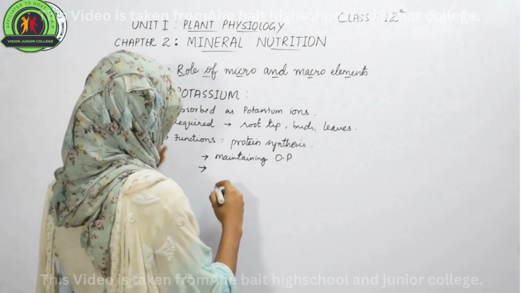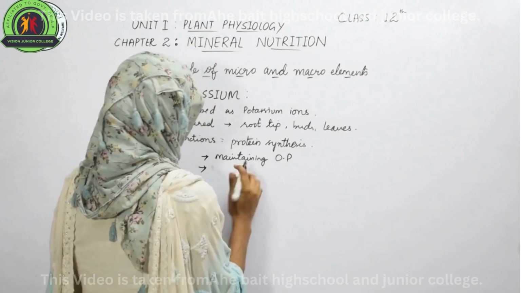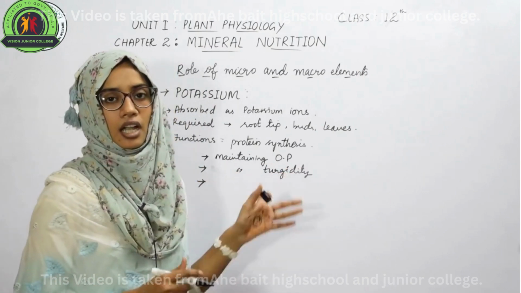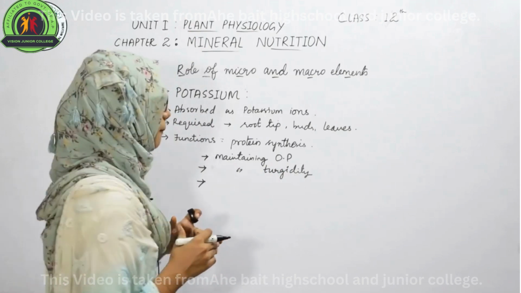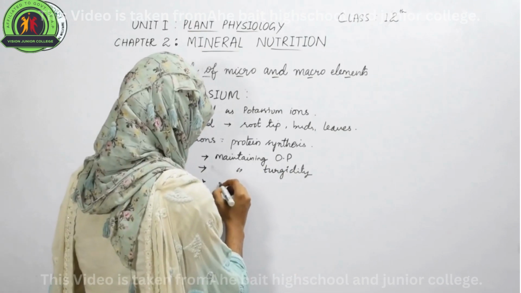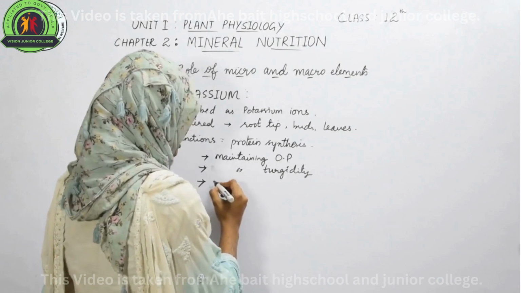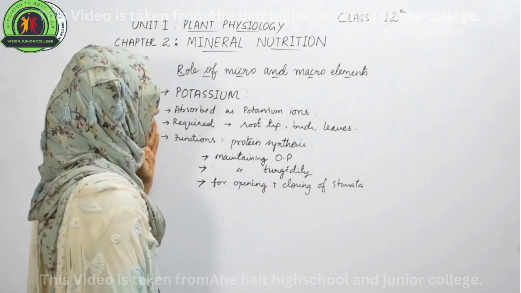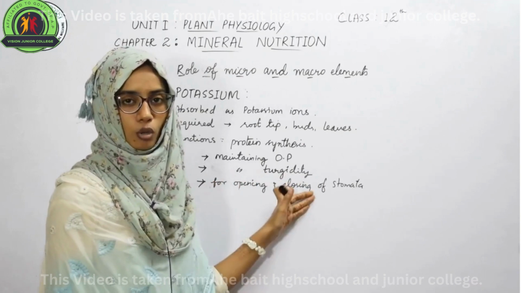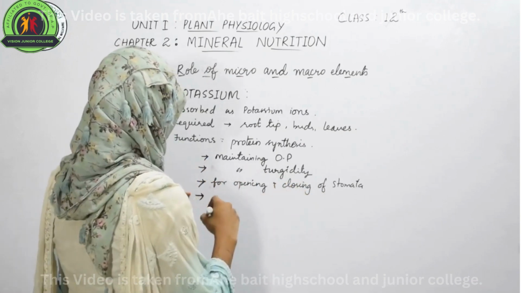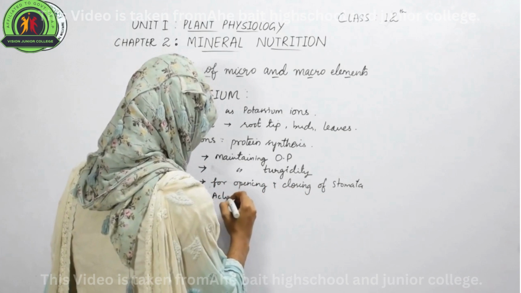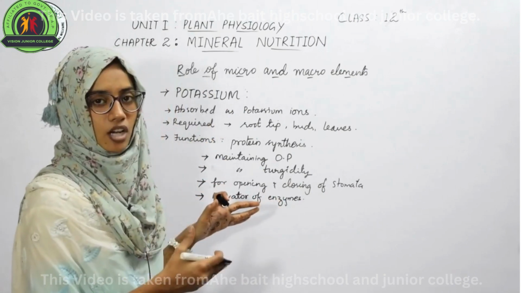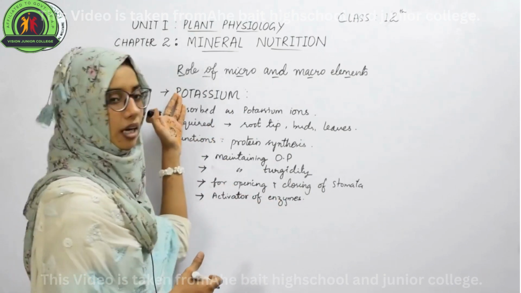The next function of potassium is it helps in maintaining the turgidity of the cells. As potassium ions maintain the turgidity, they prevent the rupturing or the bursting of the cell. The next function of potassium is that it is essential for opening and closing of stomata. Concentration of the potassium controls the opening and closing of the stomata. And the last function of potassium is it acts as the activator of certain enzymes. So these are certain functions which are carried out by the element potassium.